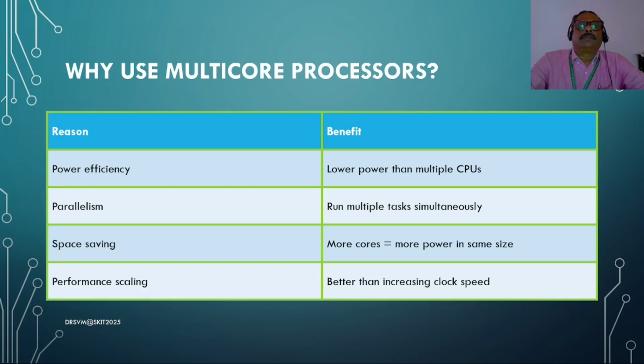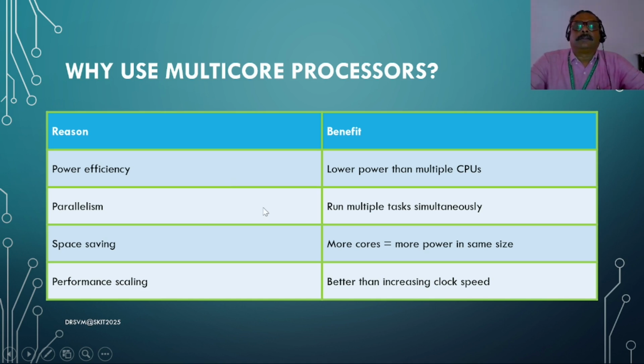So why use a multi-core processor? The first thing is power efficiency. It requires lower power than multiple CPUs. Instead of having one CPU per chip with each chip consuming power, we can make one chip having multiple cores, and that chip will consume almost the same power as a chip containing a single CPU. So that's one advantage. The power requirement will be very small.